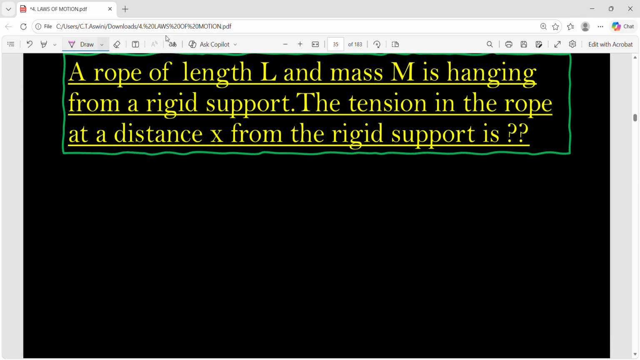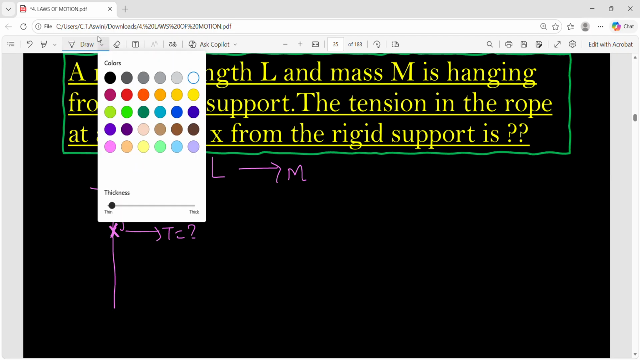Next, we'll see a small bit extension of our concept. There is a rope of length L. Let this be the rope whose length is L meters. And for this L meters, what is the mass of the rope? It is capital M. And this is hanging from a rigid support. Fine. The tension in the rope at a distance x from the rigid support. So from the rigid support, you have to take a distance of x. Now at this point, you have to calculate how much is the tension. So you have to calculate tension at a distance x from the rigid support.